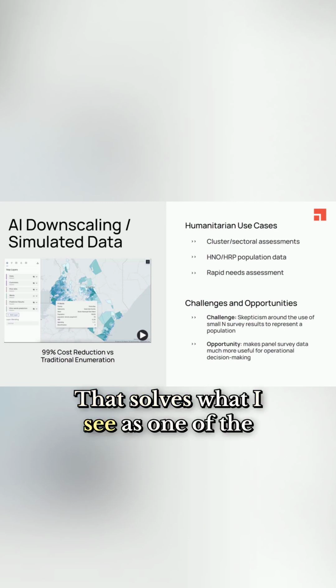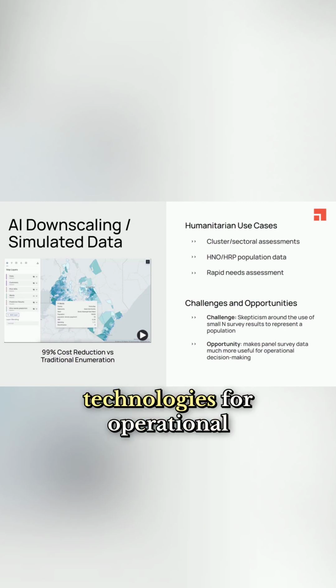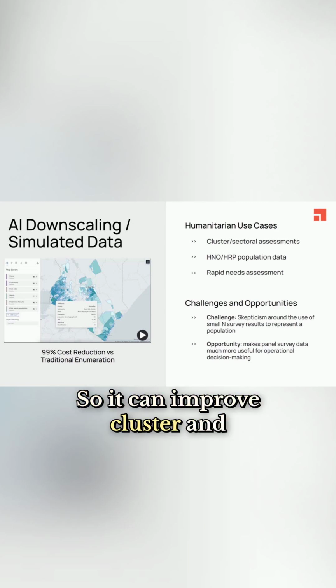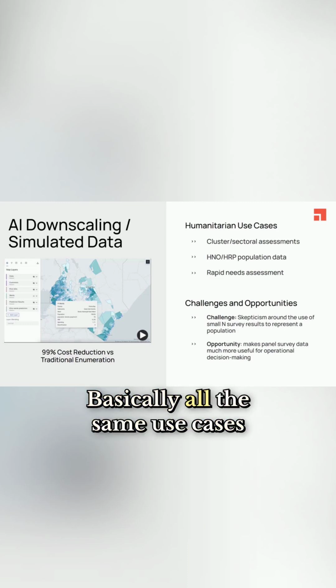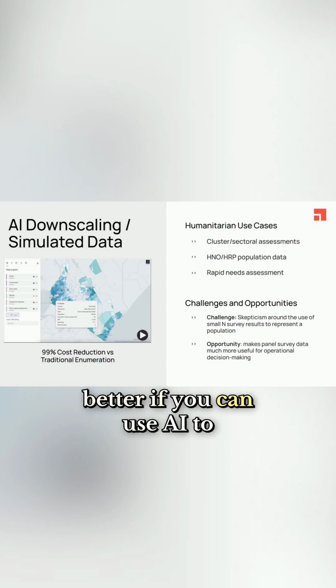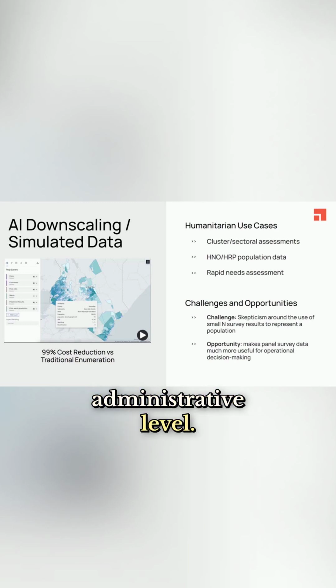And that solves what I see as one of the biggest challenges, which is, how do we use these technologies for operational decision making? So it can improve cluster and sectoral level assessments. Basically, all the same use cases that I named for panel surveys get better if you can use AI to downscale those results to a lower administrative level.